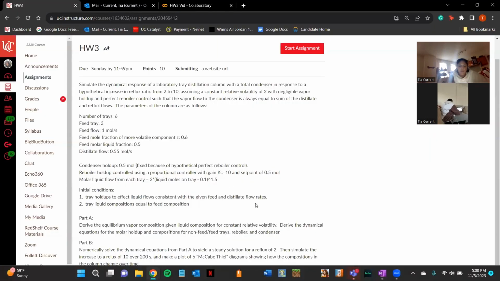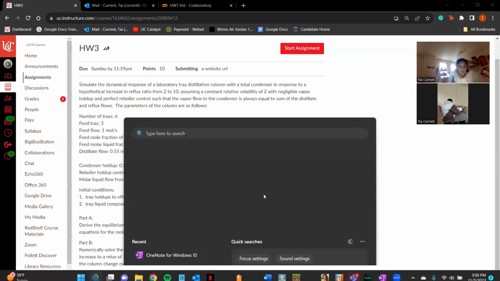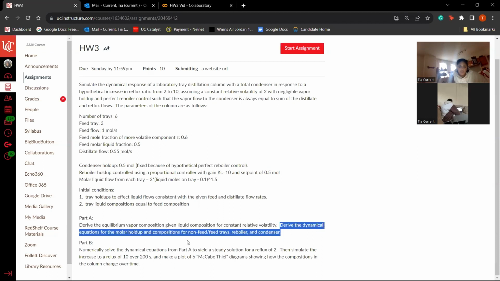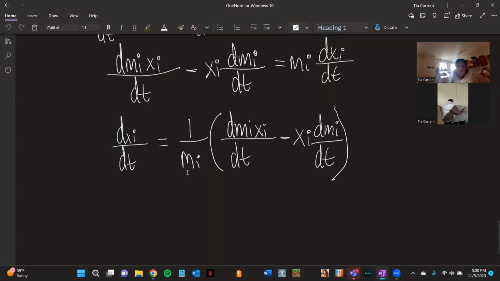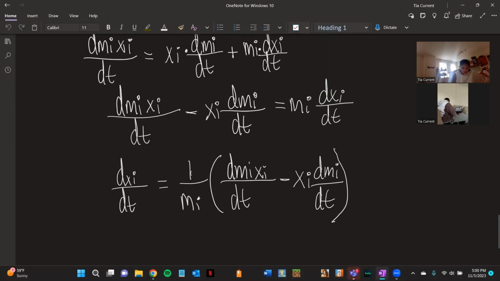And this satisfies the other part of part A, where you derive a dynamical equation for the molar holdup and compositions for the non-feed trays, feed trays, reboiler, and condenser trays, right? And this is because xi is your composition, right? Mi is your molar holdup, and then the dynamical part is the derivative. It changes over time. Thank you.